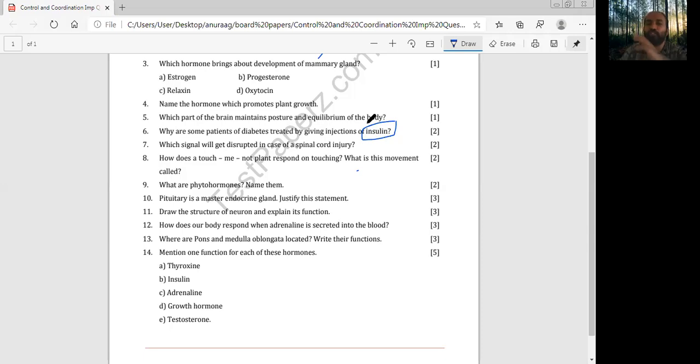Okay, so hope you understood this. Why are some patients of diabetes treated by giving injection of insulin? Because they don't have insulin in their body and they need an external insulin administration. Okay, now moving on to the next question.